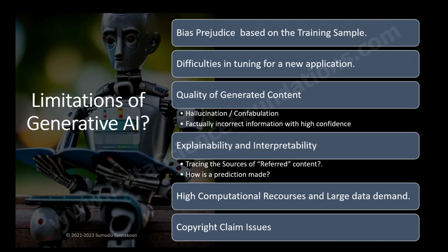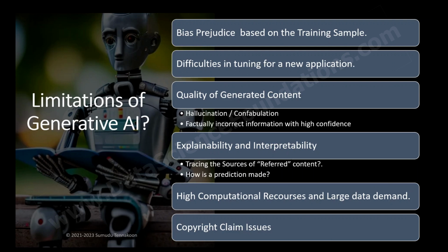So let's talk about explainability a little bit. Like I mentioned, it is very difficult for us to trace the source. This is related to copyright claim issues as well. In most situations, we don't know what made this answer, which source we can link this answer to.